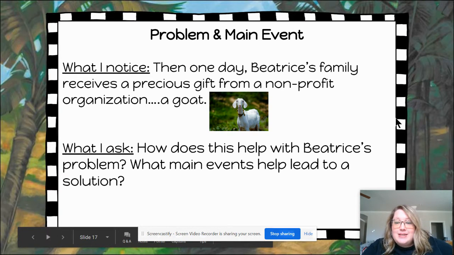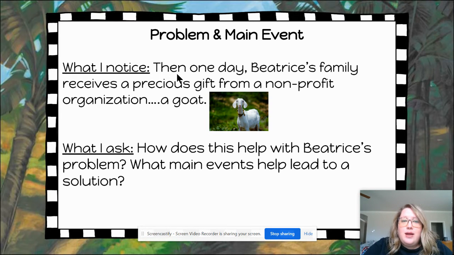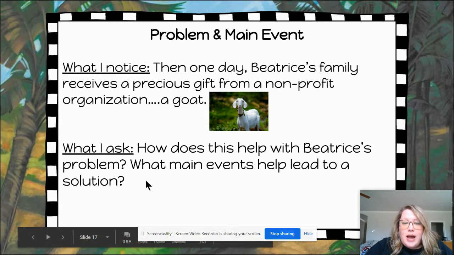So as we continue in this story, I notice that one day Beatrice's family receives a precious gift from a nonprofit organization, and it is a goat. And this is such a blessing to their family. And so as a reader, I'm going to ask myself this question: how does this help with Beatrice's problem? And what are the main events that help lead up to the solution?